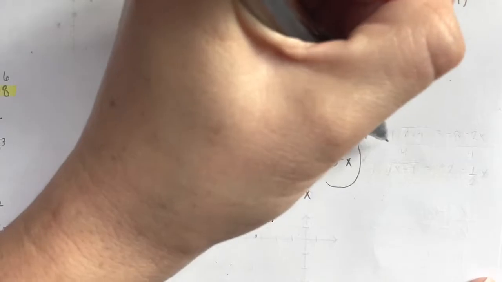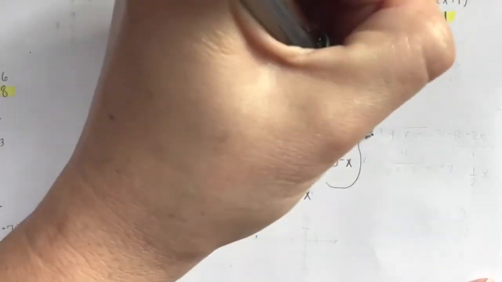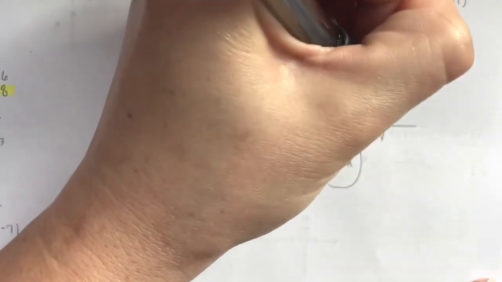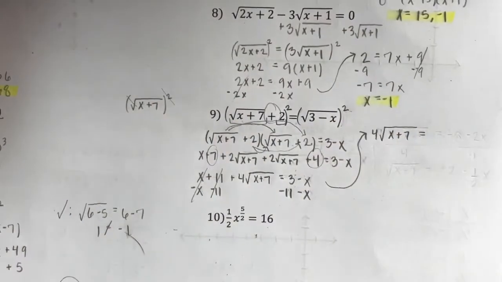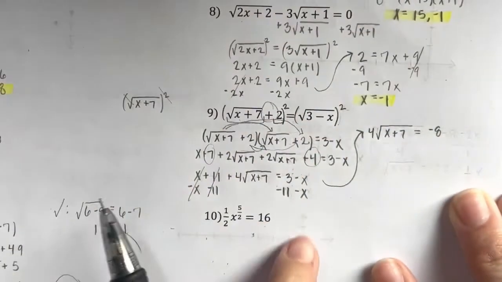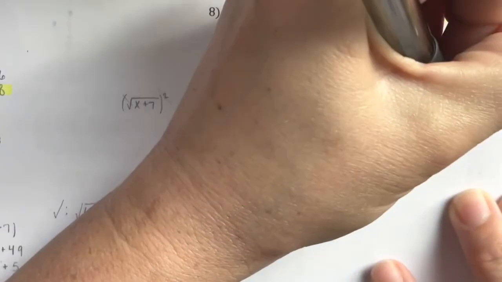And then I'm left with the 4 root x plus 7 on the left side. And then equals 3 minus 11, which is negative 8, and negative x minus x is negative 2x.